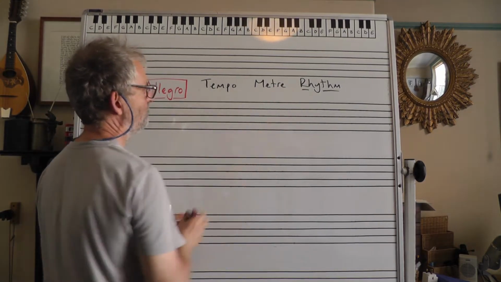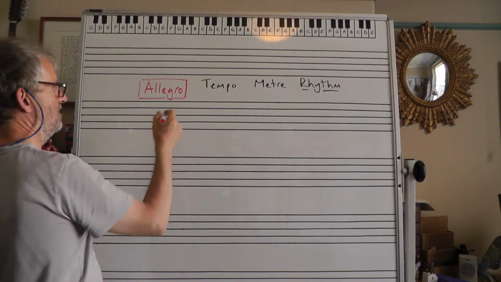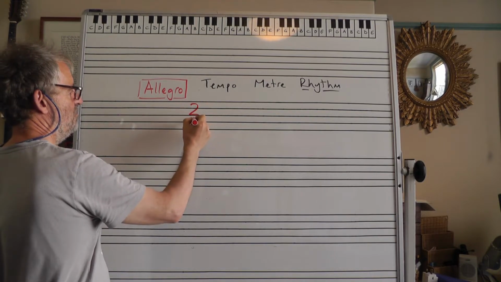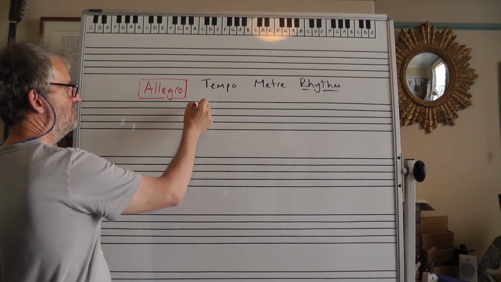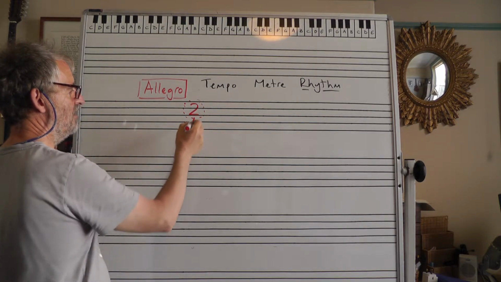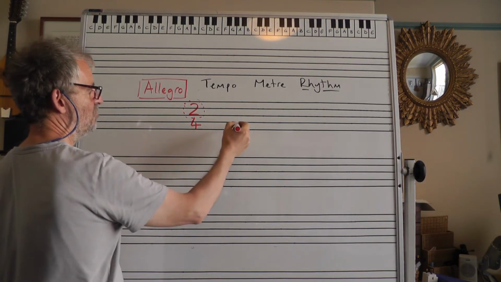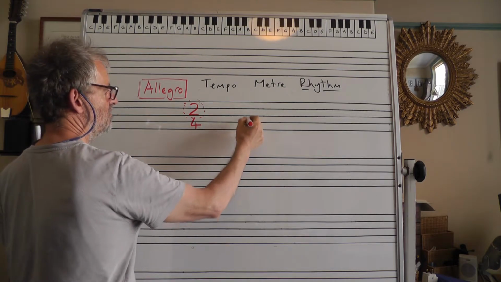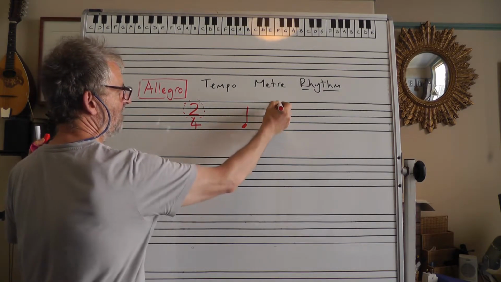So, meter. Meter is the time signature. In this case, it is in 2/4. What does that mean? Well, 2 is the number of beats. There are 2 beats in the bar, and they are quarter notes or crotchets. So 2 crotchets in every bar.